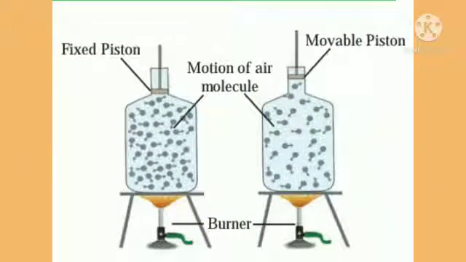Expansion of gases. A gas does not even have a fixed volume. Gas expands on heating, but if the gas is kept in a closed box, its volume cannot increase but its pressure increases. You can also observe in this diagram there is a bottle with a piston, and when the burner is heating, that time the pressure increases, and you can also observe the movable piston.